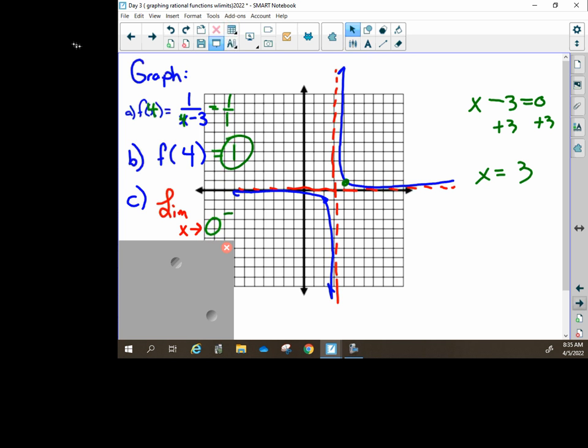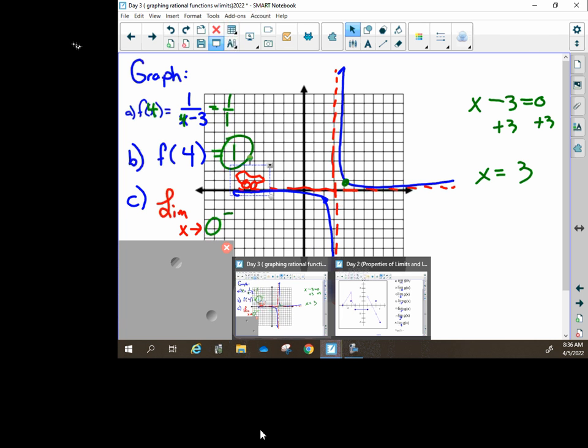All right, approach 0 from the left. Approaching it from the left, driving along this road right here, where do I end up? Negative infinity. I end up there at negative infinity.